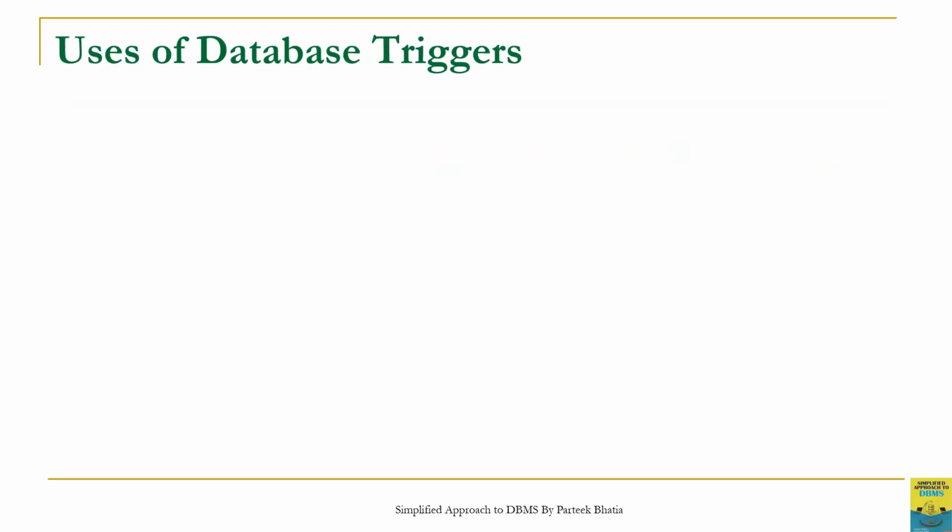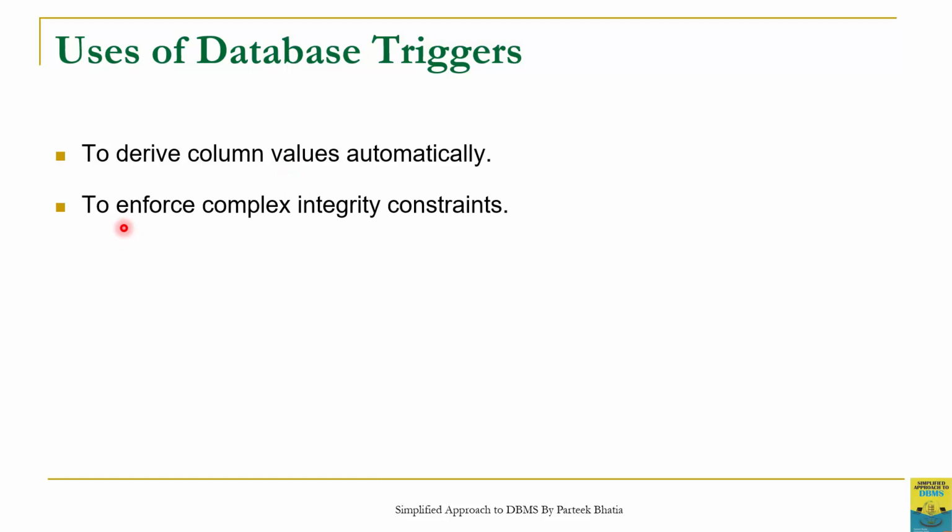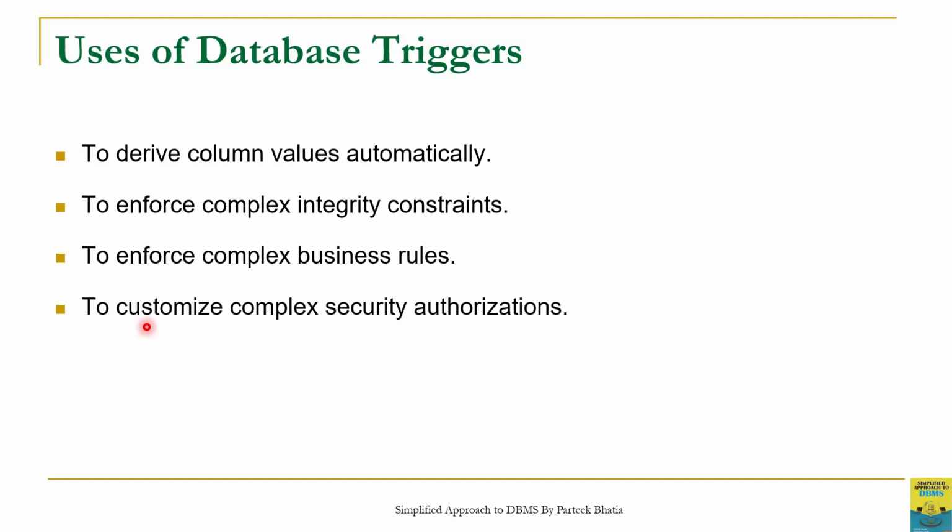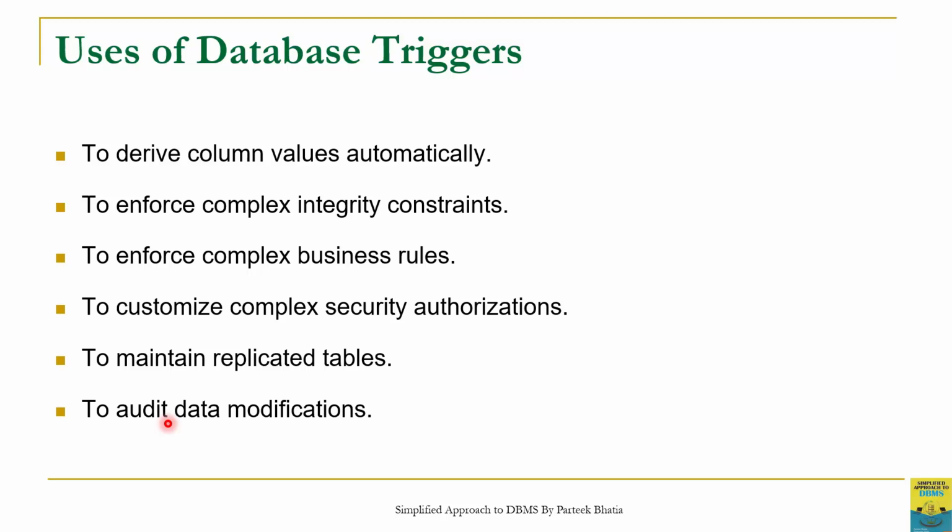There are multiple uses of database triggers. Triggers can be used to derive column values automatically. They can be used to enforce complex integrity constraints. Triggers can be used to enforce complex business rules. We can use triggers to customize complex security authorizations. We can also use triggers to maintain replicated tables. Triggers can also be used to perform audit data modifications. All these are different uses of database triggers.